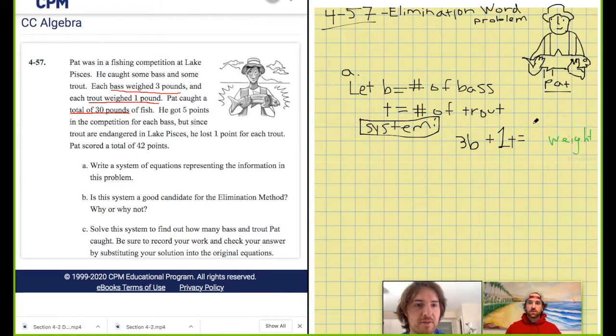Want to come out to 30 pounds? Yeah, there we go. Then we get our total. Our total is the equal part, and then we get 30. And we have our weight equation.